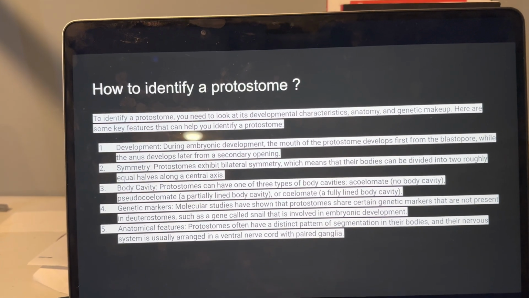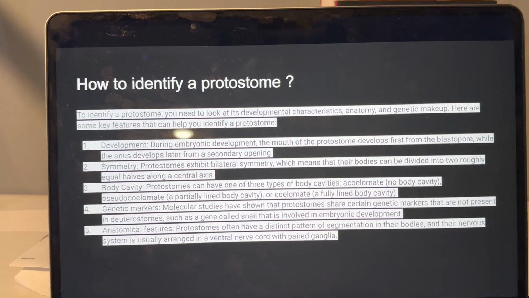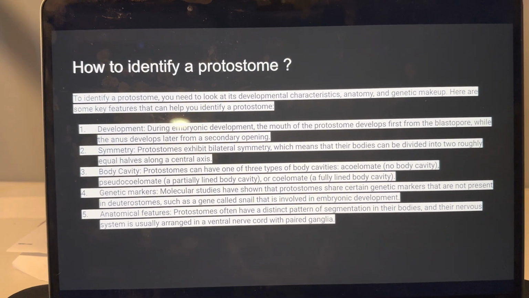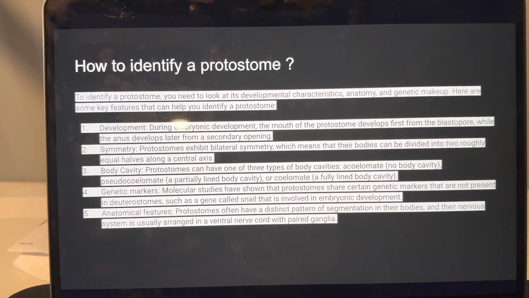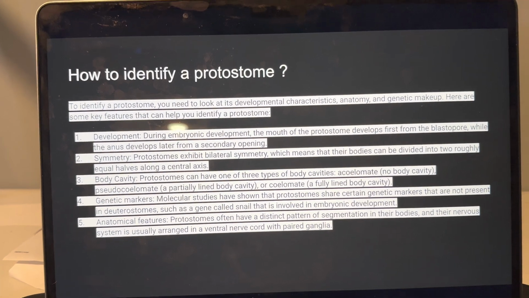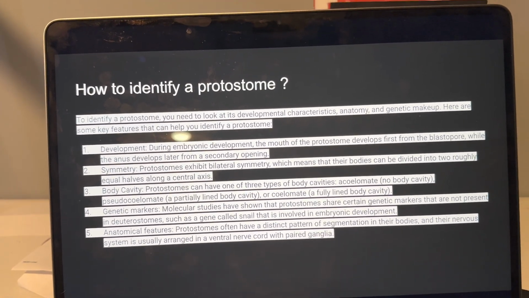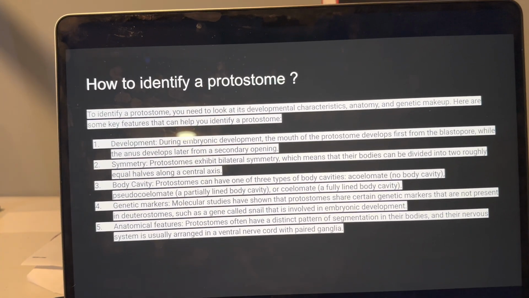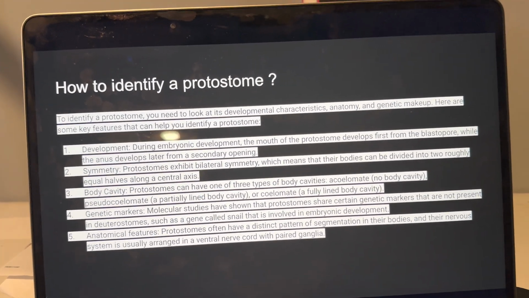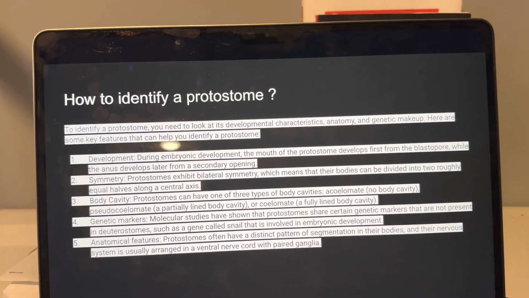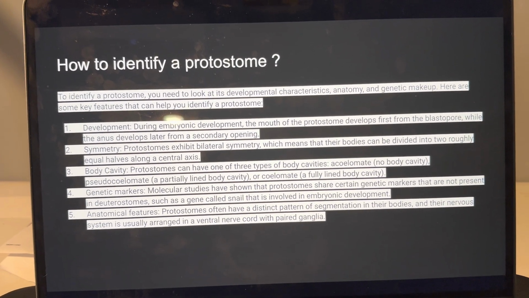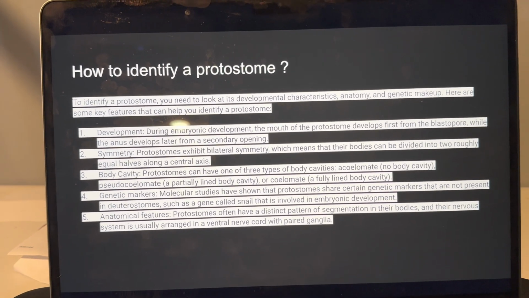Symmetry: protostomes exhibit bilateral symmetry, which means that their bodies can be divided into two roughly equal halves along the central axis. Body cavity: protostomes can have one of three types of body cavities: acoelomate, pseudocoelomate, or coelomate.